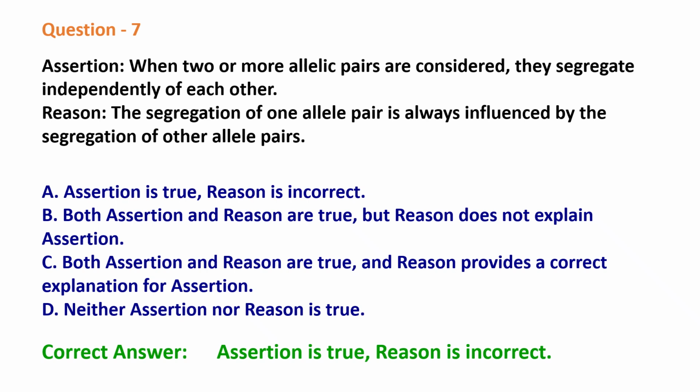Let us look at the assertion. When two allelic pairs are considered, the separation or segregation of them is independent. This was formulated by Mendel because the characters that he had taken were in different chromosomes or in two entirely different parts of chromosomes. So the reason that the segregation of allele is influenced by the gene pairs is incorrect.